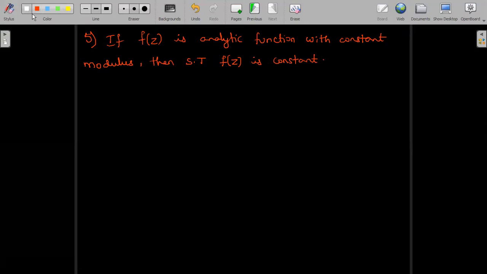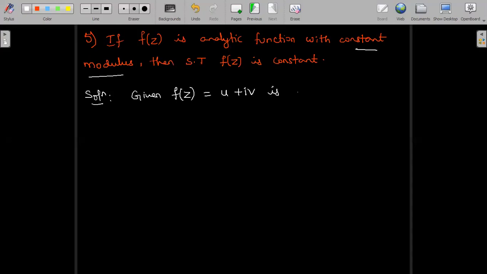It is given that f of z is equal to u plus iv is analytic with constant modulus. It is given that f of z is having a constant modulus. This is the keynote point for us. So let us see the solution. Given f of z is equal to u plus iv is analytic. So we have to take the modulus. It is having constant modulus, means I have to take the modulus of f of z. So mod f of z will be equal to square root of u square plus v square, and this is given as constant, say c.